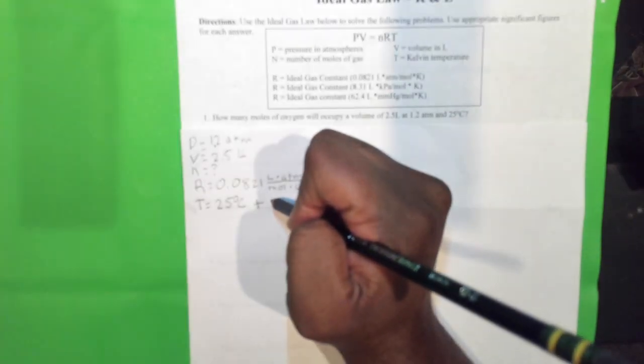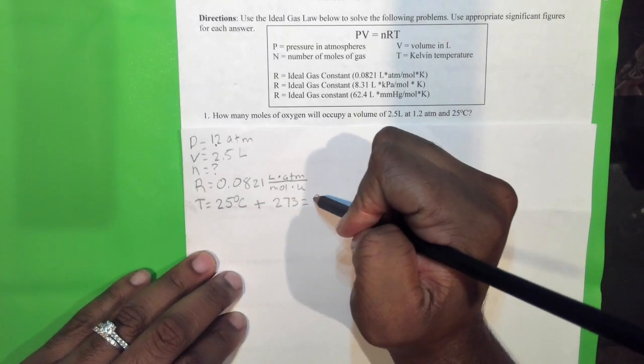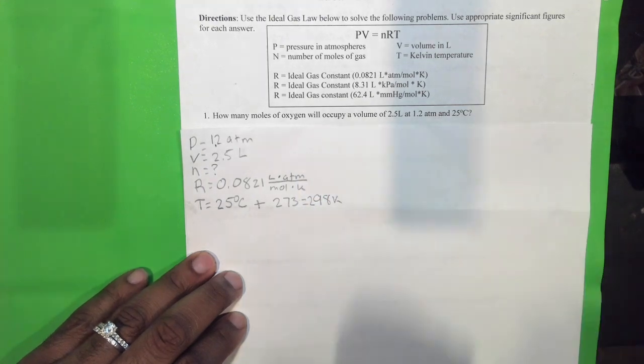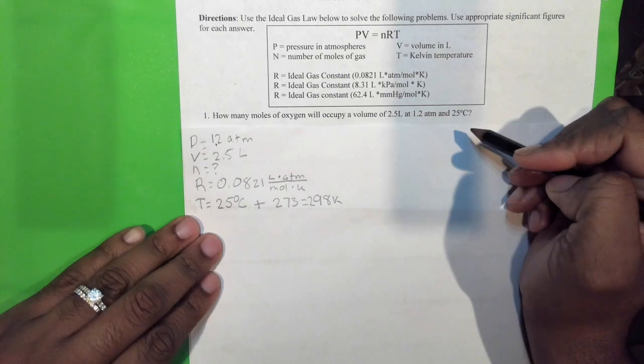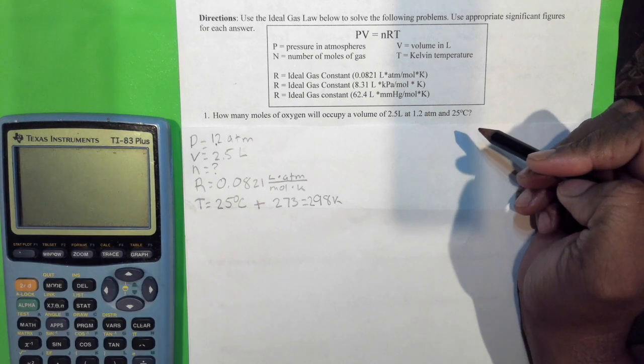And then we have long units for this: liters times atms over moles times kelvins. The next step is to convert our temperature to kelvins. You do that by adding 273 to whatever Celsius temperature is given in the problem. Adding those together will give you 298.